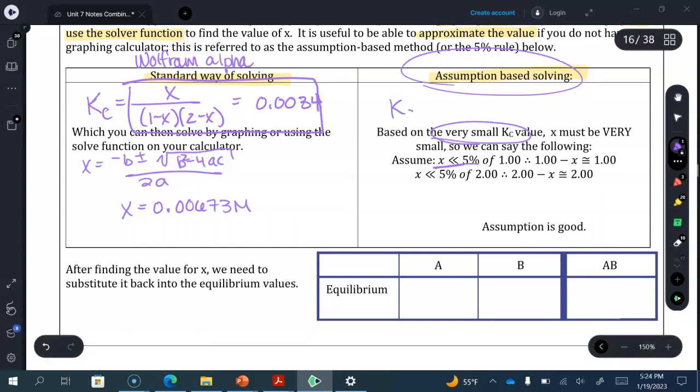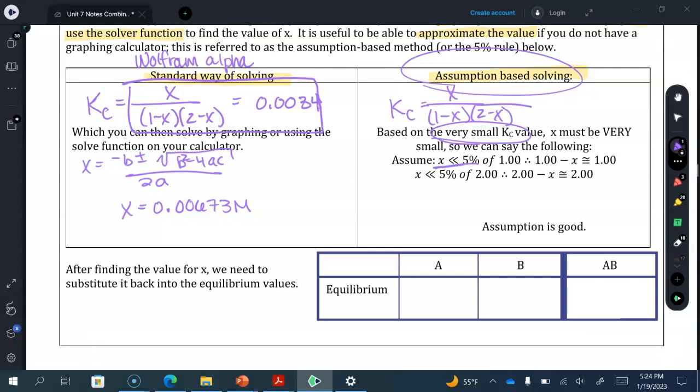Well, what is that, Ms. Burt? Well, I'm going to tell you. So x over 1 minus x times 2 minus x. This says that the change in x is very small. So when we are subtracting or adding it to another number, that is not going to change that number significantly. So we can say that that x is going to be approximated to 0, and this one will be 0.